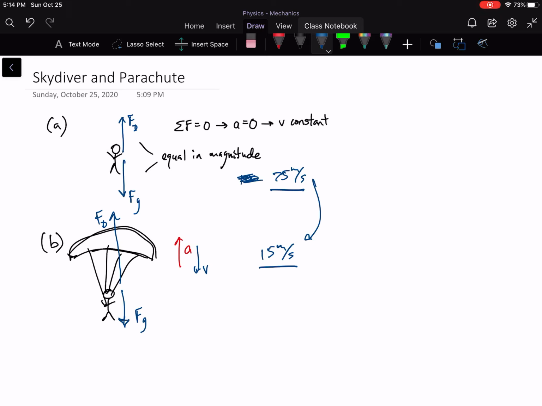Eventually, if you play the tape forward another several seconds, maybe 10 seconds or something like that, at that point the forces have to be in equilibrium again because you're back at terminal velocity, albeit a smaller one. Okay? So that's the idea, and that's all you needed to do.